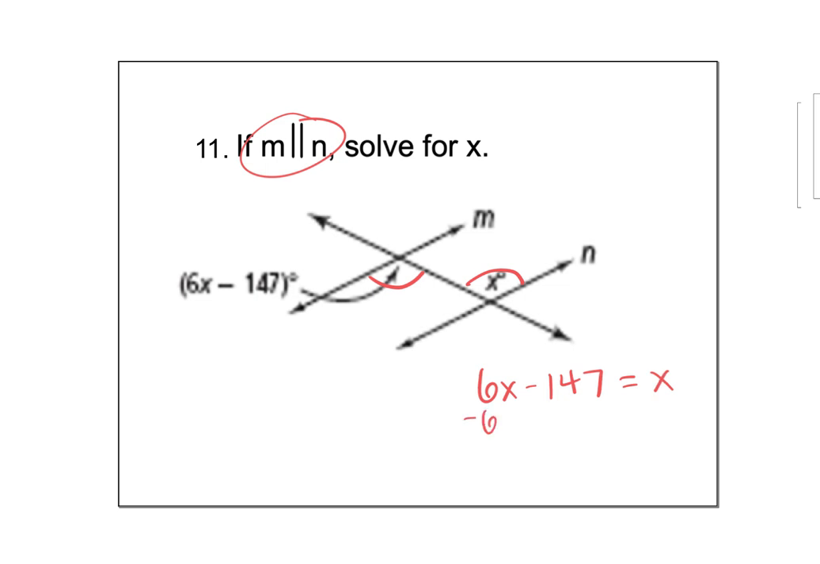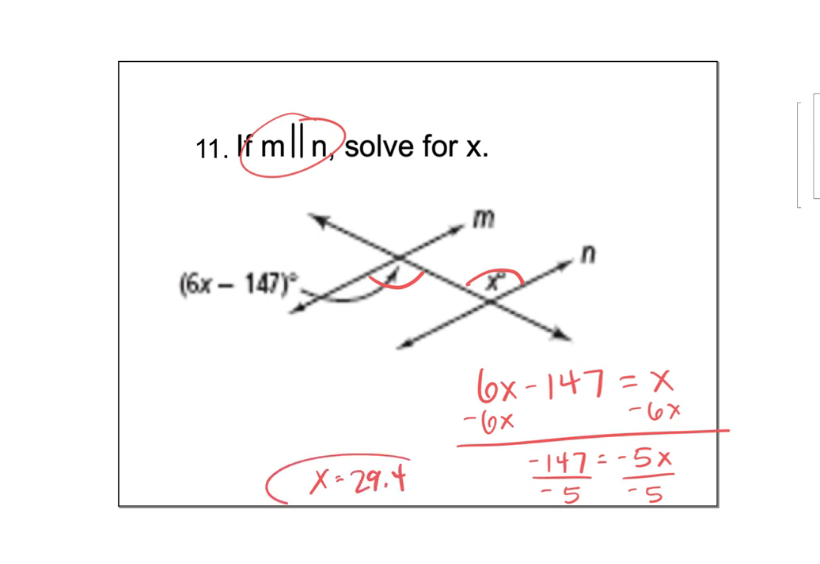It's a little strange, but I would subtract 6x. You're going to get negative 147 equals negative 5x, and then divide both sides by negative 5. The answer is x equals 29.4.